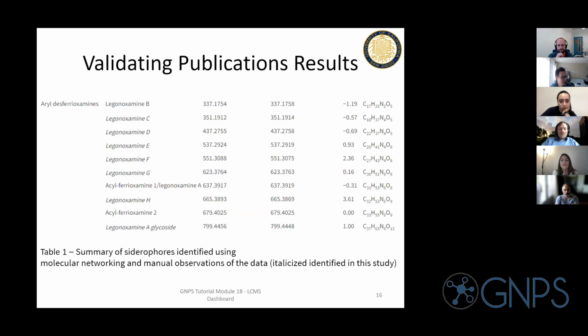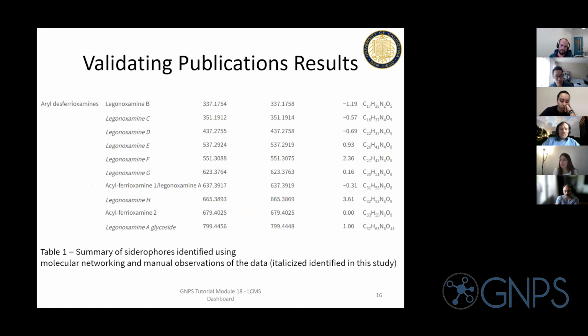Just as a summary, in this particular publication, they had a table in the main manuscript that said, look, we found these new natural products. A lot of these are variants of existing ones, but these were the new ones that they were discovering in this manuscript.